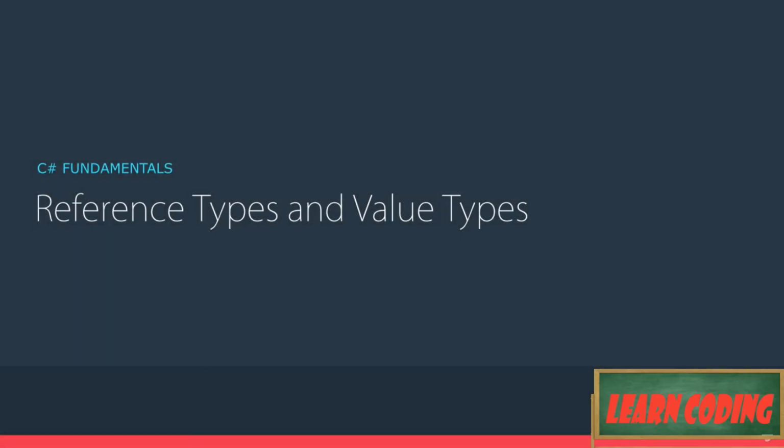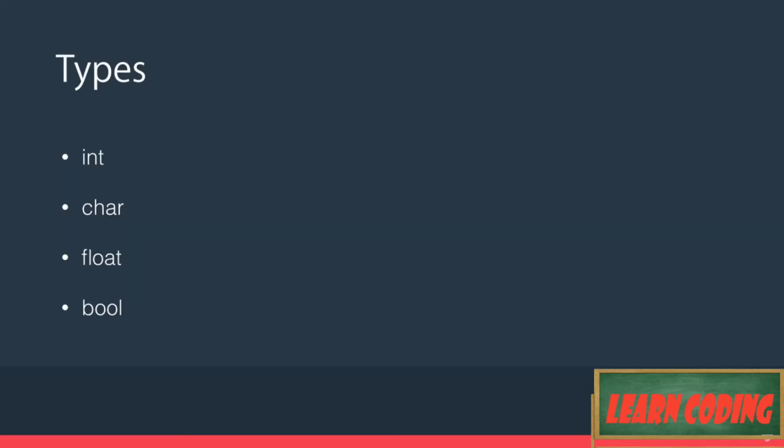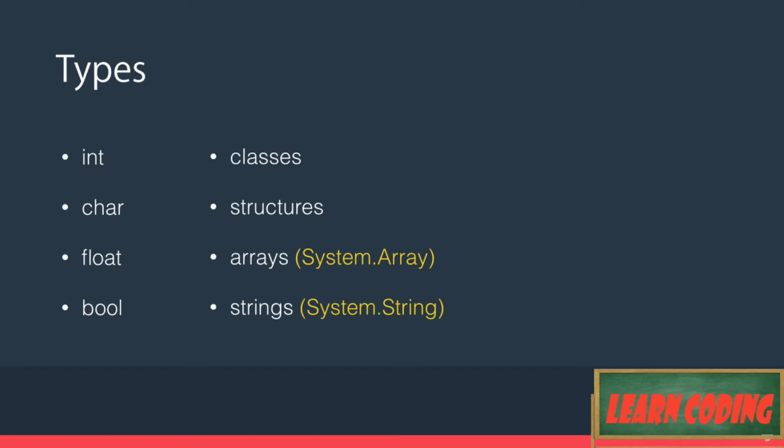Okay, so far we have talked about various data types in C#. We looked at primitive types like integer, character, float, bool, and a few non-primitive types like classes, structures, arrays, and strings. And I told you earlier that both strings and arrays are classes. So I showed you during one of the demos that the string keyword maps to the string class in .NET. And same goes for the array notation that maps to the array class.